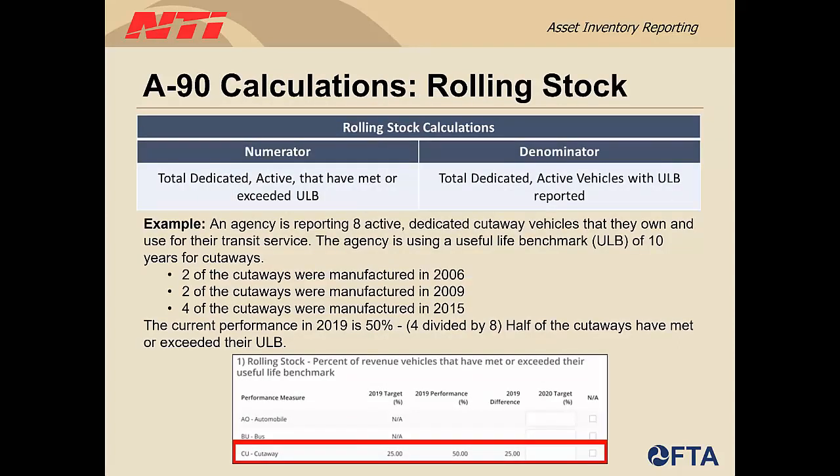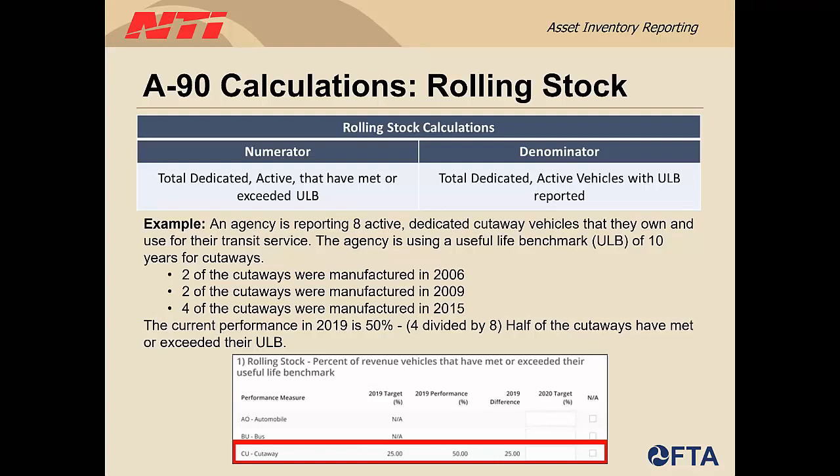Okay, so now we're going to go over the 4 sections of the A90 and how the A90 is calculating the performance based on the information reported in your asset forms. So we're going to start with the rolling stock section, which is the first section on the form. This section corresponds to your agency's A30 revenue vehicle inventory forms. This is where you will report targets for your applicable asset types, in this case, vehicle types.